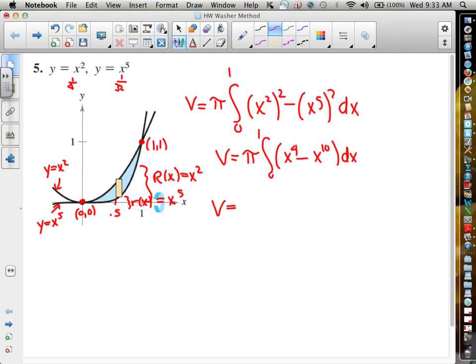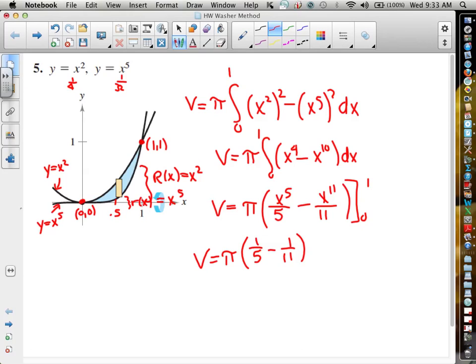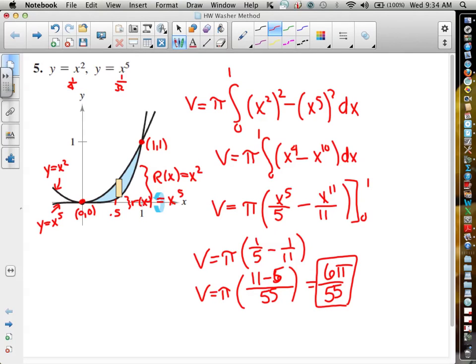And then you could put this in the calculator, or you can integrate it. This one's not too bad to integrate. Add 1 to the exponent, divide by the new exponent. And we're integrating from 0 to 1. So if I plug in 1, I'll have 1/5 minus 1/11. If I plug in 0, I get 0. And then 55 would be my common denominator, so 11 minus 5 in the top, which is going to give me 6 pi over 55 for that volume.